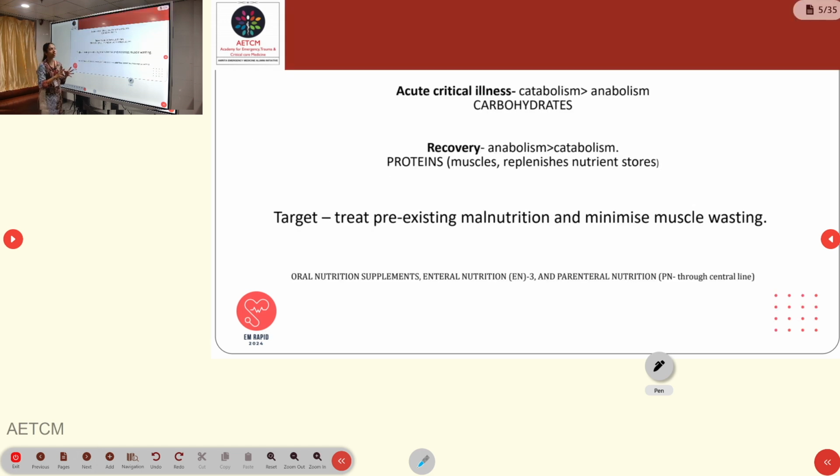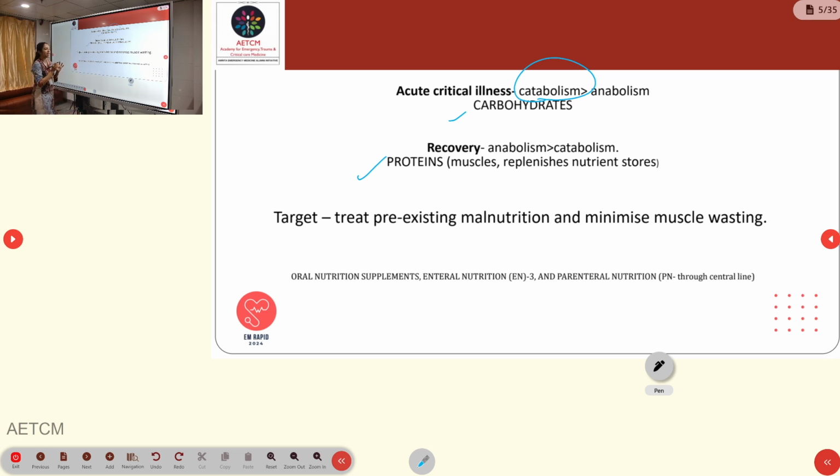In the acute critical illness stage, the patient will be more in a stress catabolism phase. At that time the patient will require more carbohydrates, whereas as the patient recovers, the patient will be in an anabolic state more than a catabolic state. At that time the patient mostly requires proteins, to replenish the nutrient stores and also the muscle.